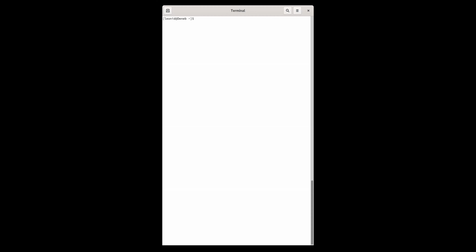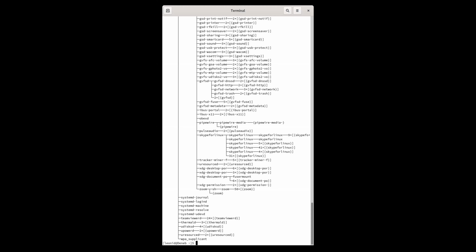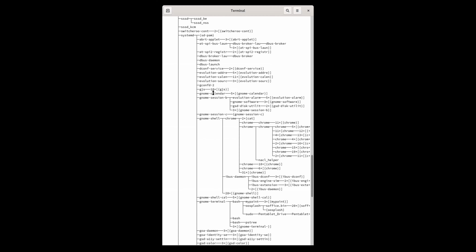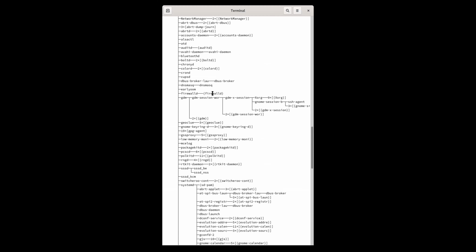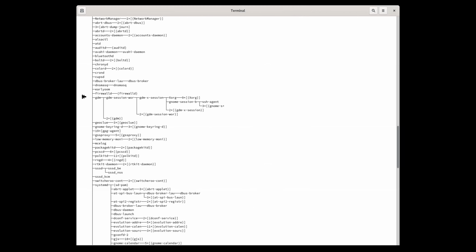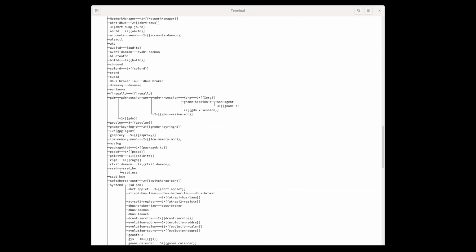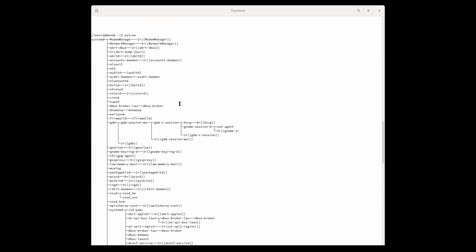So let's see which processes are currently running in this system. In Unix, in Linux, there is a very nice command called pstree, which shows the processes as a tree. So we see quite a lot. Can you see them? So for example, network manager and so on.